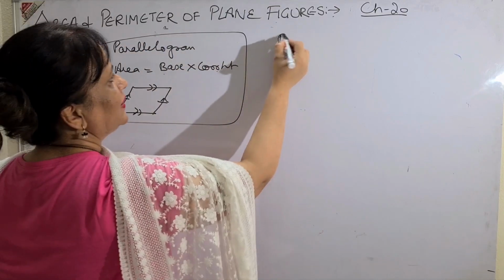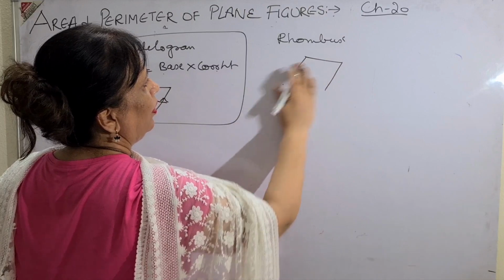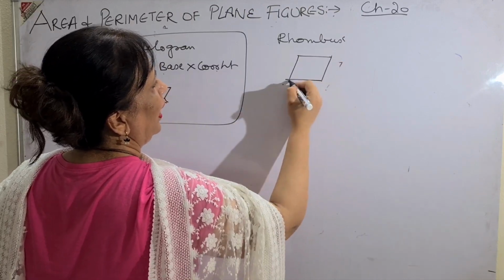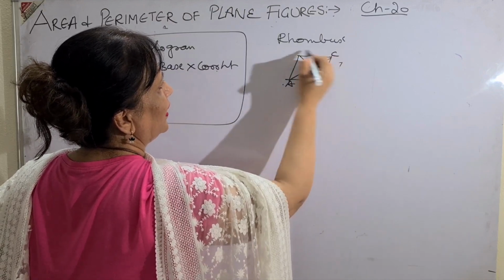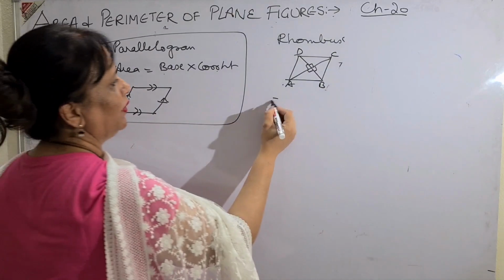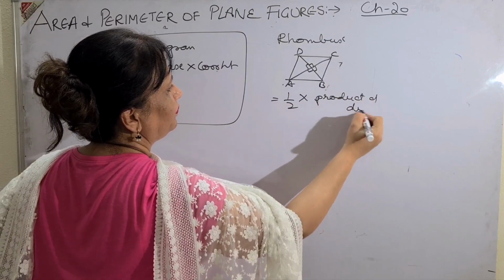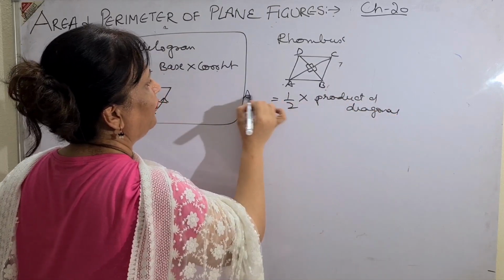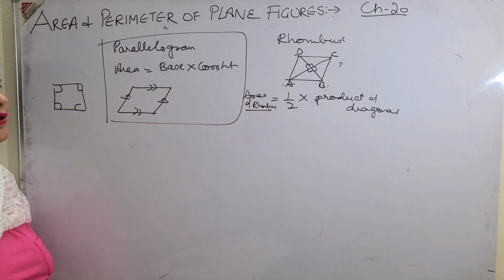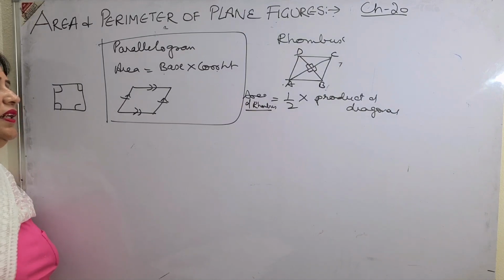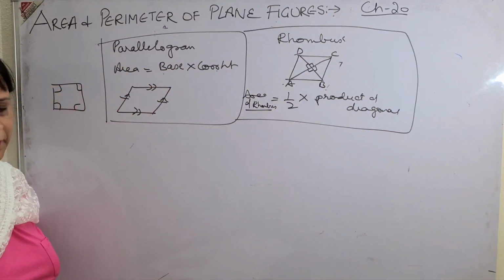And for rhombus, all the sides are equal and the diagonals bisect each other at 90 degrees. So its formula is very simple. Half into product of diagonals. Area of rhombus, half into product of diagonals. So these things again children you have done, and I am just revising them with you so that when we start the exercise you are not confused.